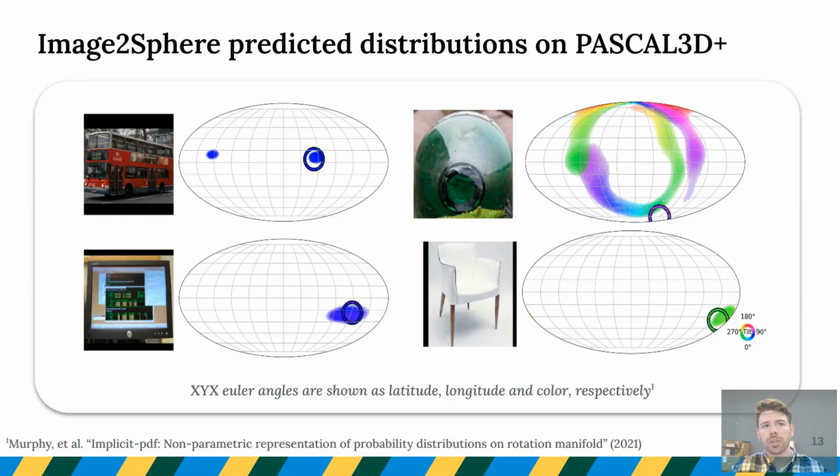When we examine the output of Image to Sphere on Pascal 3D Plus, we see that it naturally models uncertainty. For instance, in the top left, a bimodal distribution is predicted since the model cannot perfectly determine whether the bus is facing towards or away from the camera. Being able to model uncertainty in this way could be beneficial in fields like robotics to make policies more robust or stable. The distributions are visualized here using the approach from Murphy et al., where three Euler angles are plotted as latitude, longitude, and color respectively. The ground truth rotation is shown as a ring.